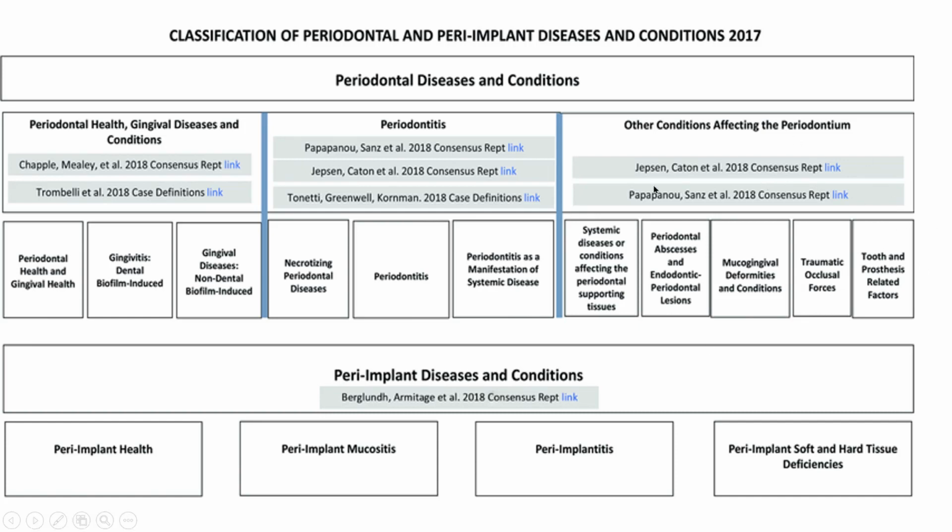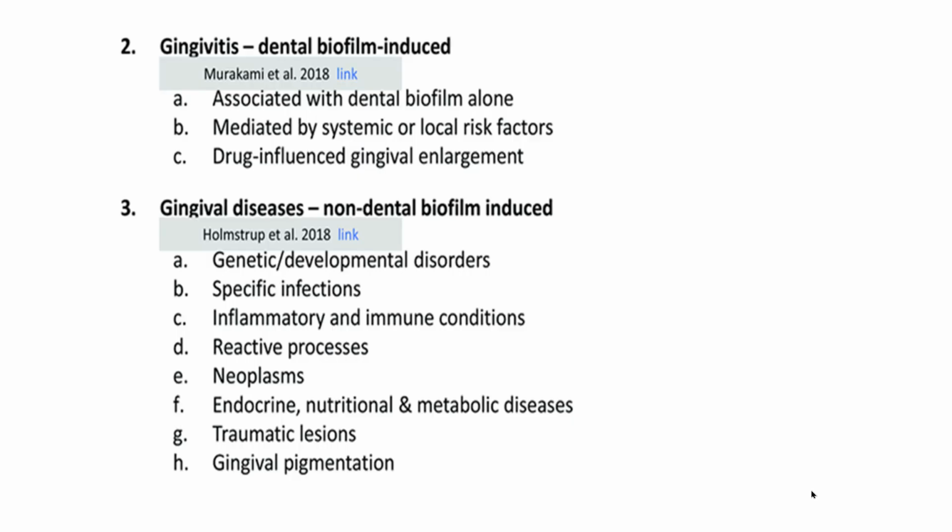Then we have this other section that's looking at other conditions that affect the periodontium when they affect the supporting structures: abscesses, mucogingival defects and conditions, traumatic occlusal forces, and tooth and prosthetic related factors. And then they've added a whole implant category. In the new classification papers, they describe what peri-implant health looks like, and they have the classification for peri-implant mucositis, which is inflammation around the implant and no bone loss, and peri-implantitis, which is actually bone loss around implants, and then talk about peri-implant soft and hard tissue deficiencies. So that, in a nutshell, is the overview of the 2018 classification system.